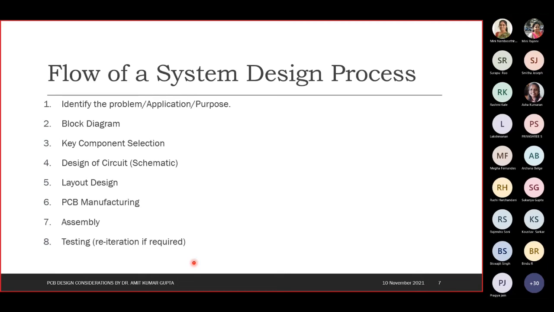Then testing starts. If testing fails, then we have to start from point number 2 or probably point number 3 again, and repeat this process. If testing is successful, then we can go ahead for production.